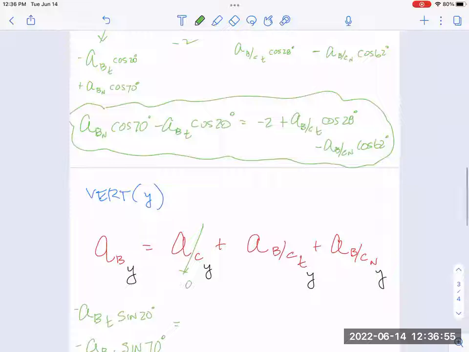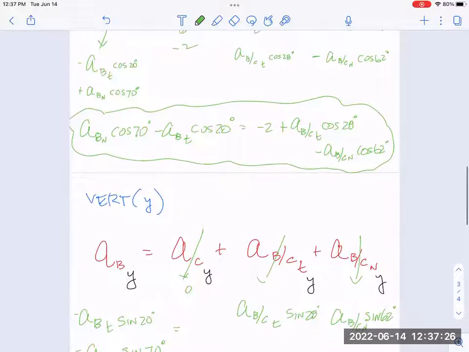And then I'm going to steal this information from up above too. What did we do up above? This was acceleration of B with respect to C. Tangential up above was modified with the cosine of 28. So this is going to be modified with the sine of 28. Up above, this acceleration of B with respect to C normal was modified by the cosine of 62. So it'll be modified by the sine of 62.